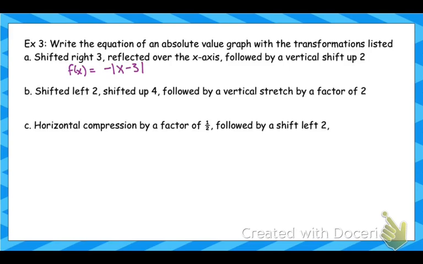Well, that is the normal order that we are used to following. We multiply before we add and subtract. So I need to put that plus 2 on the outside.